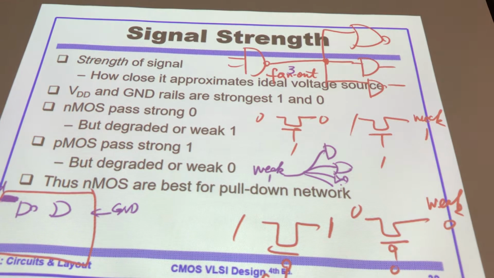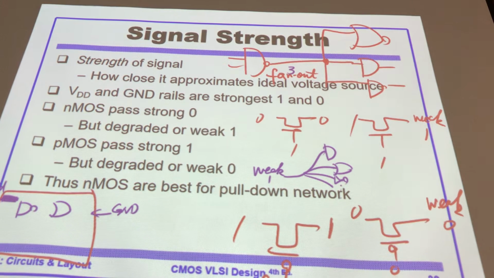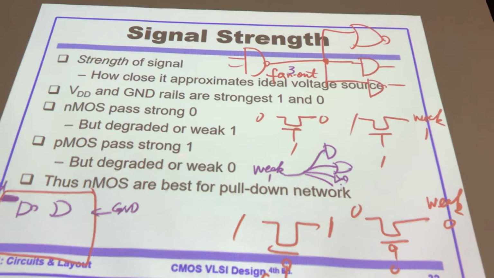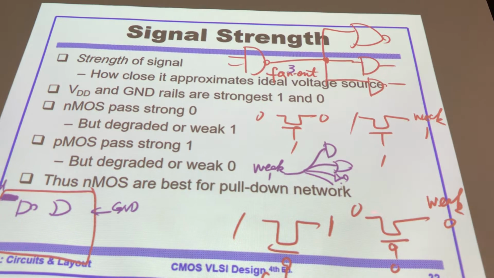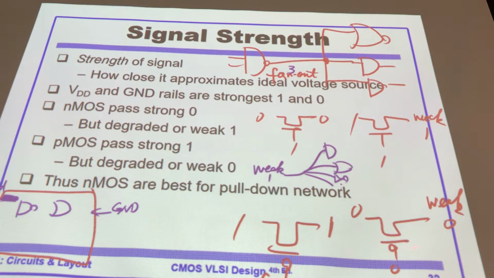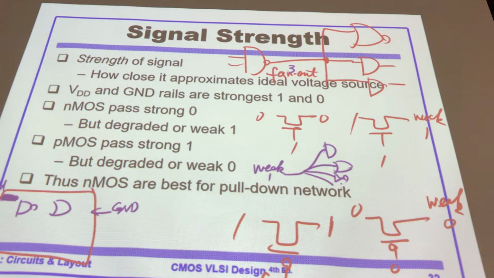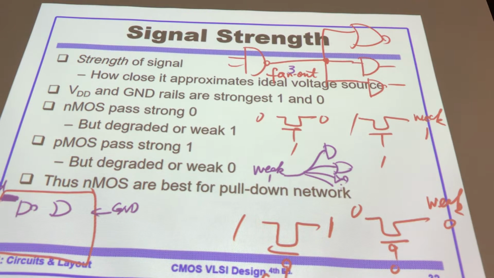That's why signal strong or weak, we are concerned about that. On the other hand, for PMOS transistor, it's good at passing strong 1 instead, but degraded or weak 0, like this. You connect, it's on, source is 0, you're going to get weak 0. Again, it cannot drive too many gates.